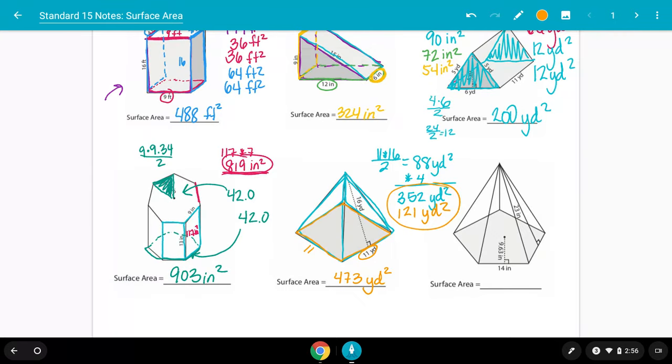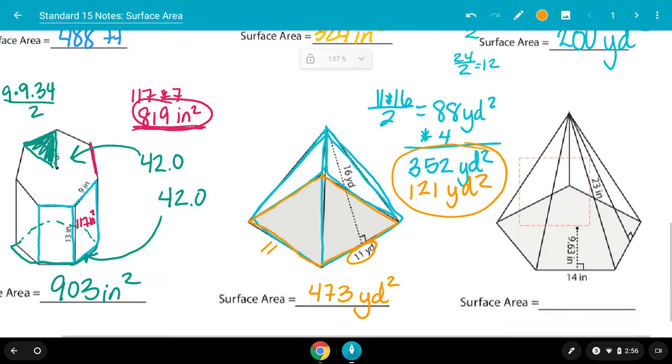One more. Looks like this guy is a pentagon. The base is a pentagon. Again, I am going to look at the side triangle. There's a lot going on here. I wish I could move that over more, but apparently I can't. I am going to look at this triangle here. And I know that it's 23 inches tall. And I know that its base is 14 inches.